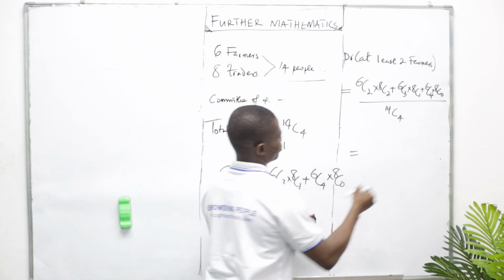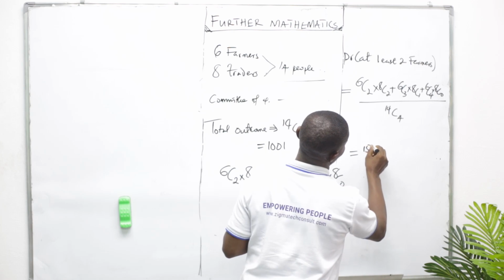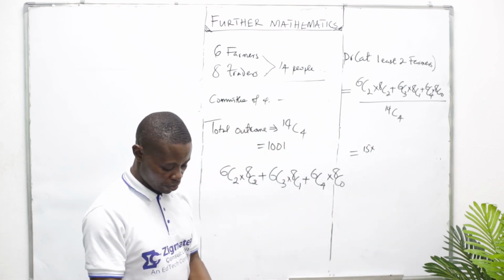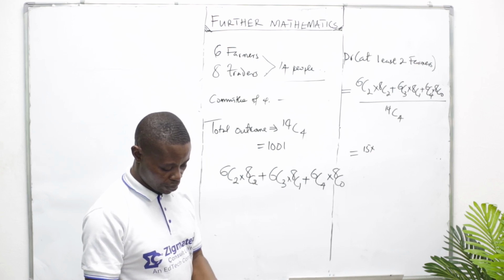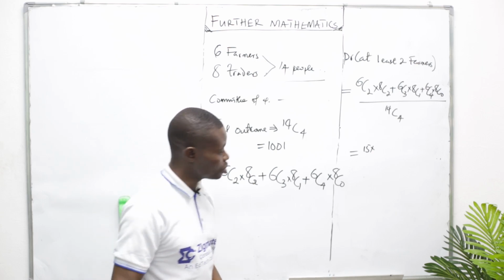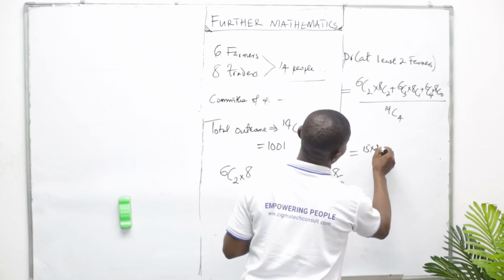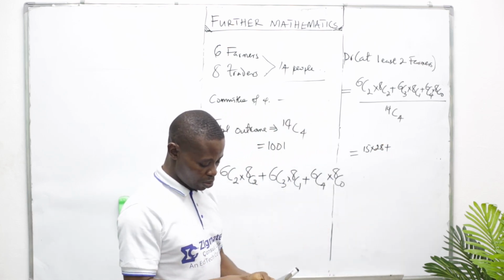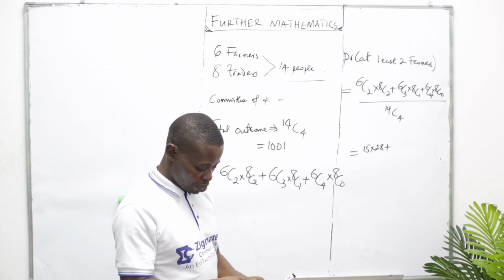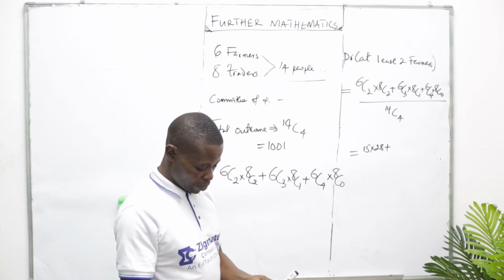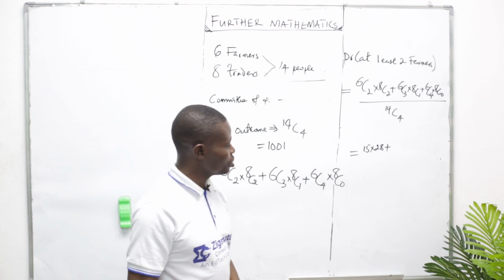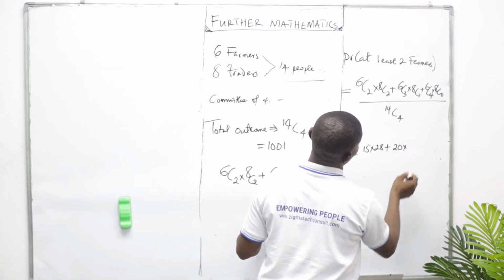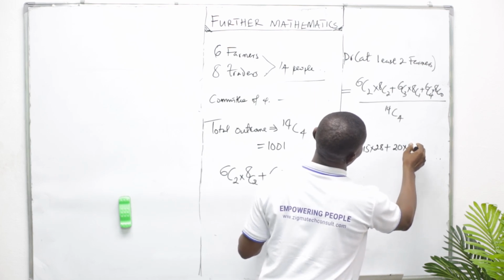15 times 8 combination 2, 28, plus 6 combination 3 should be able to give us the same thing as 6 combination 2. Okay, 20. 8 combination 1 should give us 8.